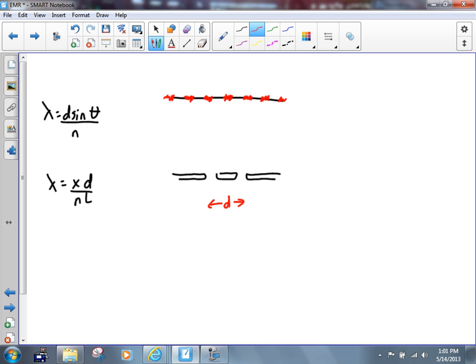All right, what about this one here? The distance from the screen to the openings. That's going to be, which one is it, L or X? Let's go with L. L is the distance between the slits and the screen. L is going to be a bigger number than X, almost always. In fact, we hope it's way bigger than X, at least 10 times bigger than X. And we'll talk about why that is in just a second.